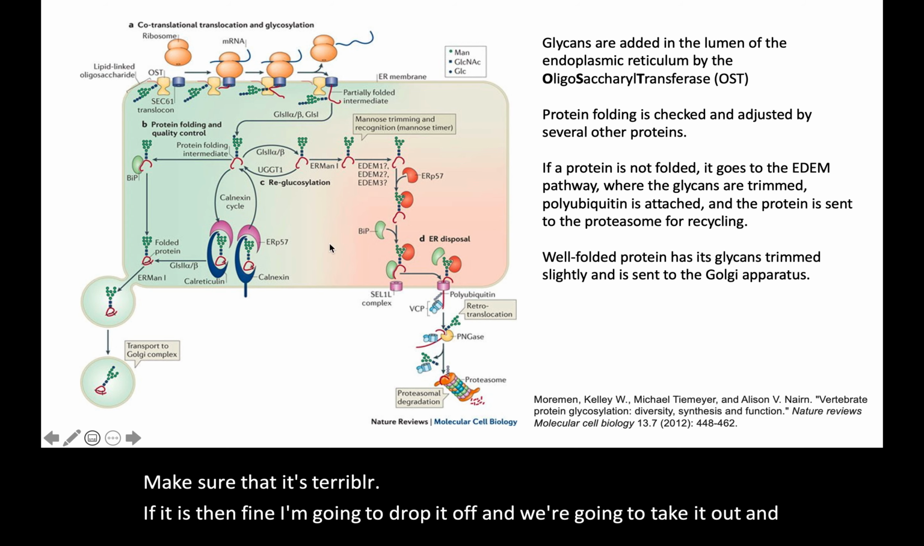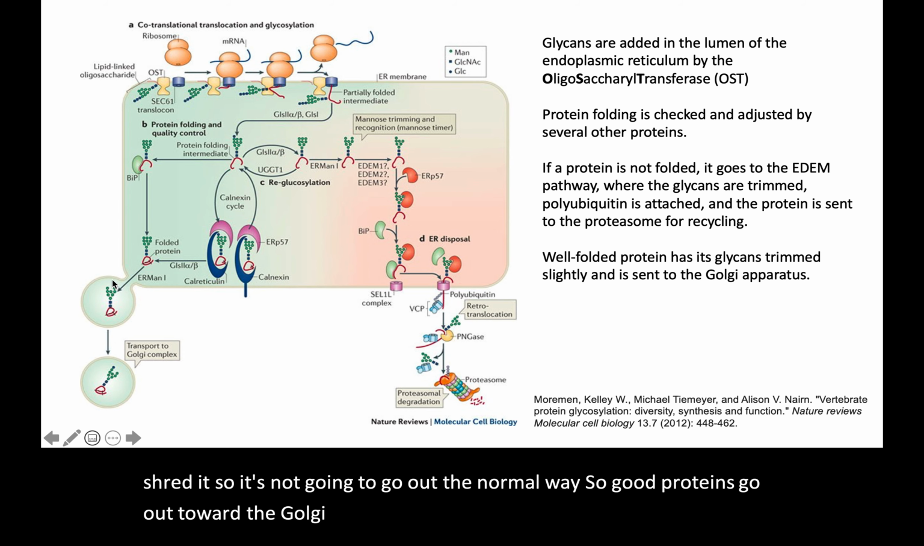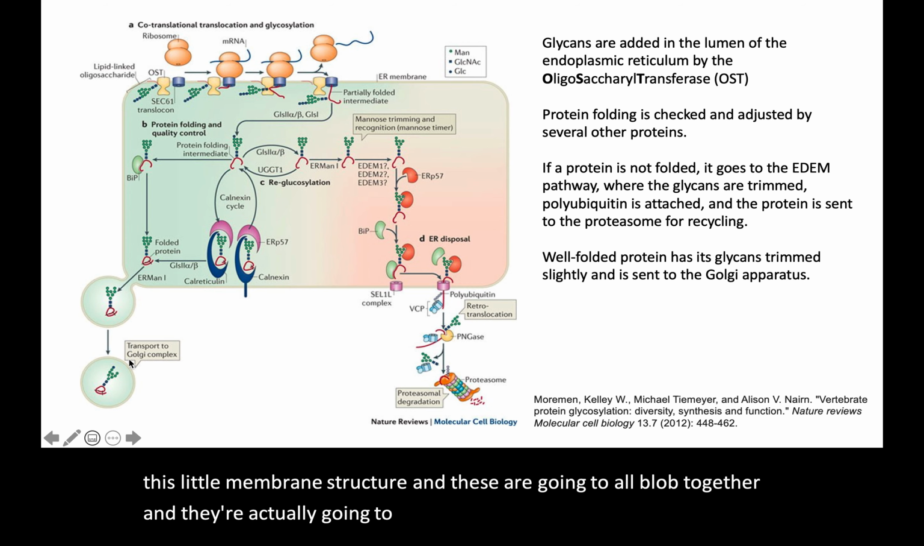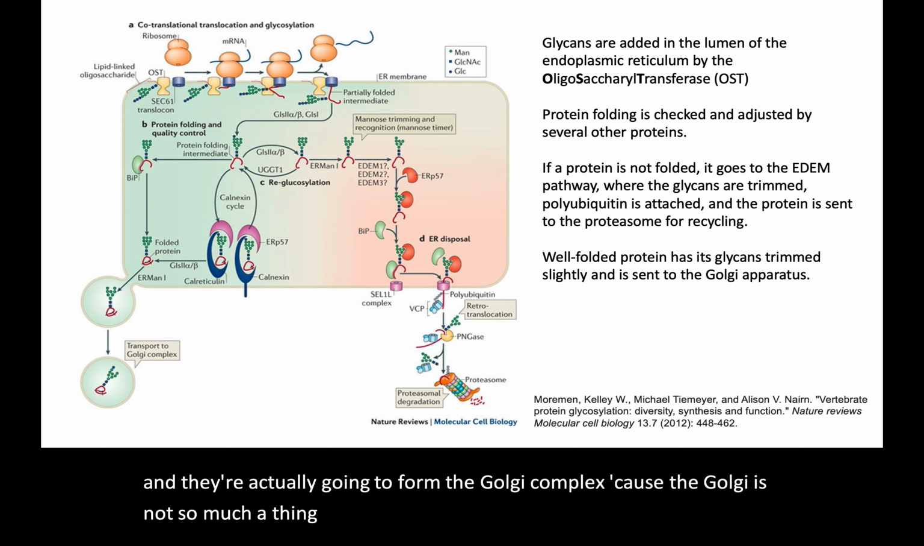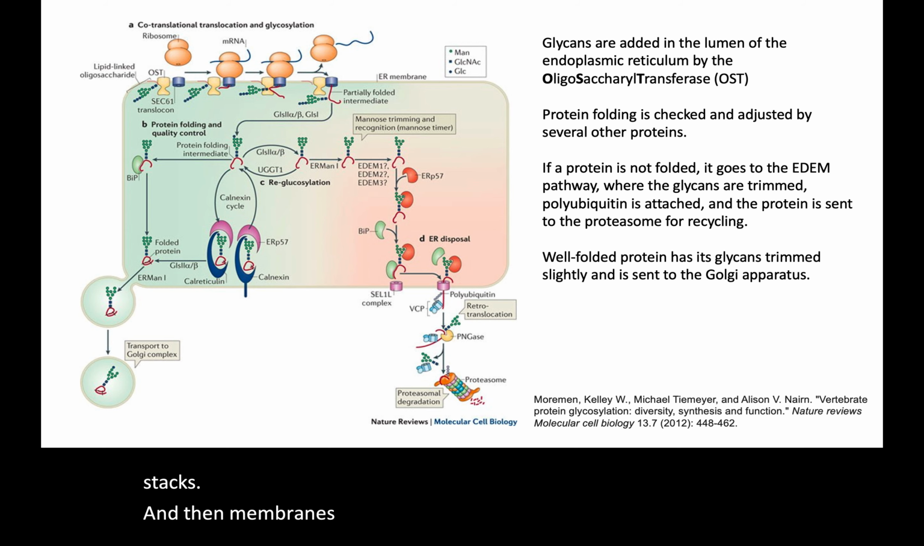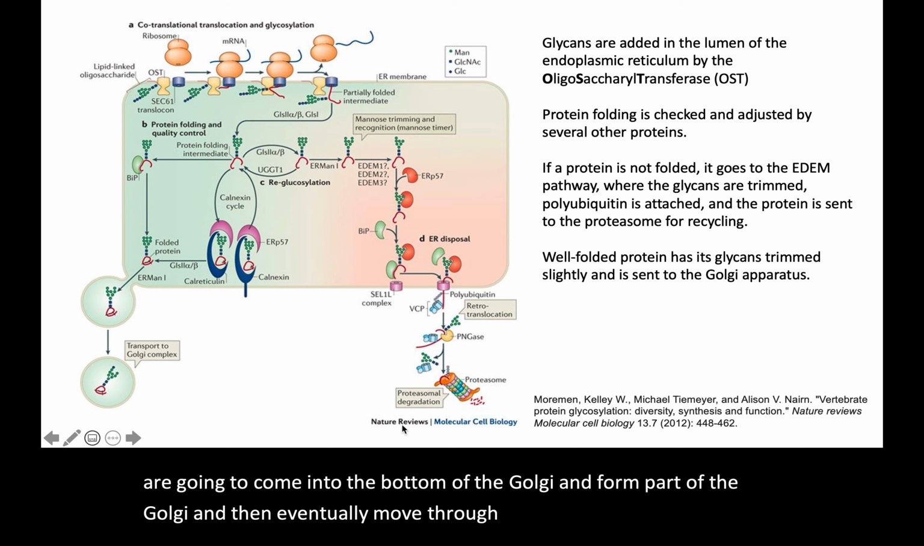So it's not going to go out the normal way. So good proteins go out toward the Golgi inside of a little vesicle. So they're on the inside of this little membrane structure. And these are going to all blob together, and they're actually going to form the Golgi complex. Because the Golgi is not so much a thing, it's a place where membranes are constantly coming in and merging together to make these little flat pancake-like stacks. And then membranes are constantly going out the top side. And so these are going to come into the bottom of the Golgi and form part of the Golgi, and then eventually move through it. And I'll show you what they do when they move through the Golgi.